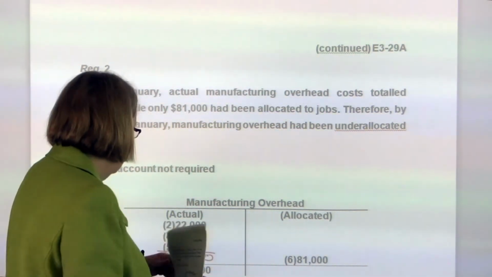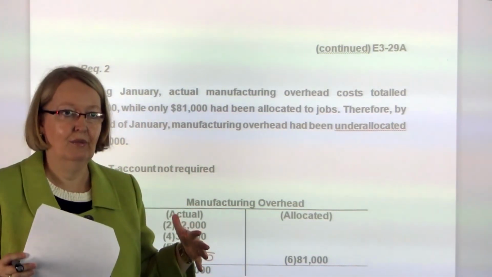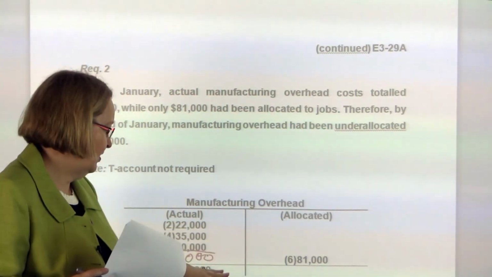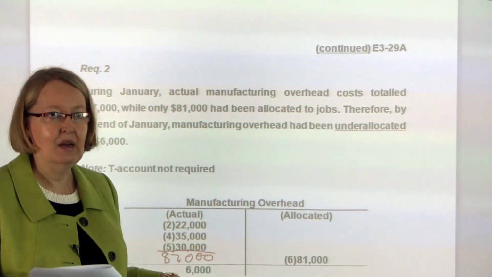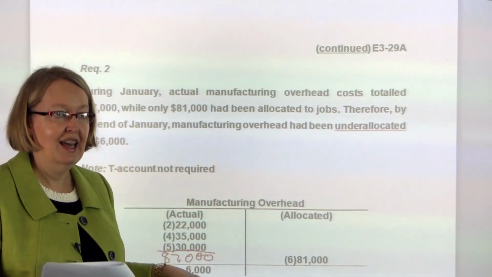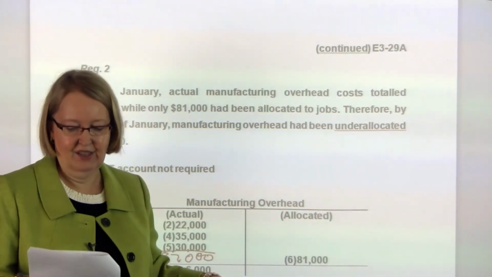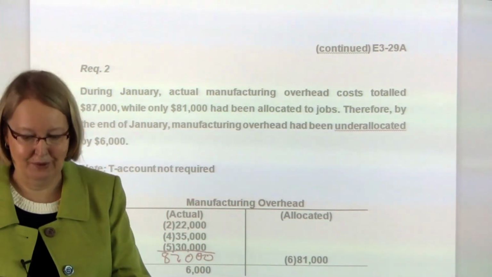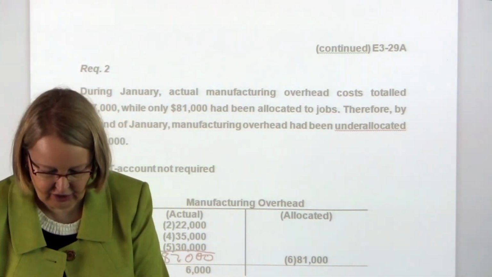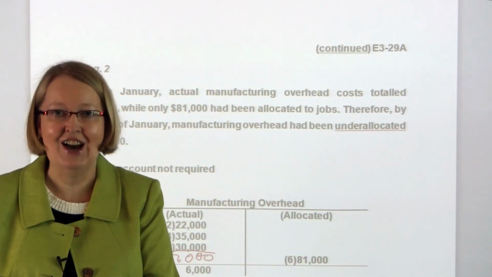And so that's our actual, but what we've allocated based on that predetermined rate is $81,000. So we've got $6,000 that has not yet been allocated out, and it will be allocated at the end of the year. You do have to allocate out the $6,000, and how that gets done will be addressed in future problems. So that concludes E3-29A.